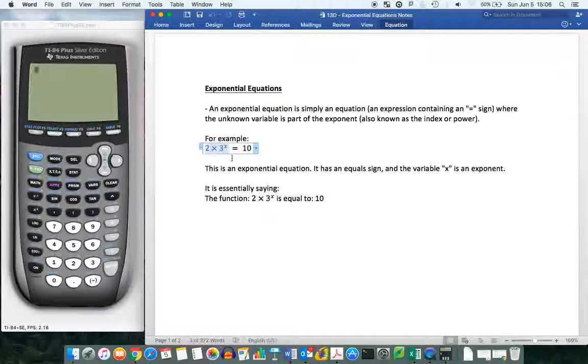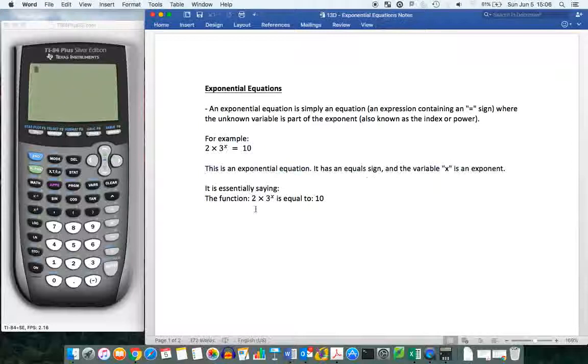Previously, we've seen something like y is equal to 2 times 3 to the power of x. Now instead of y is equal to that, we're saying 2 times 3 to the power of x is equal to 10 instead. So 10 is taking the place of y, and we're trying to find what x is in these equations. So this is an exponential equation. It has an equal sign, and the variable x is an exponent.